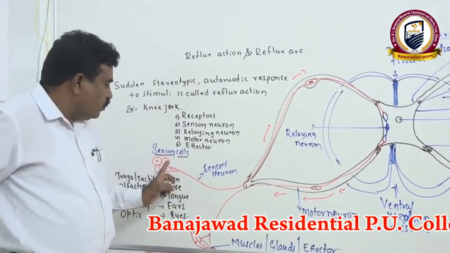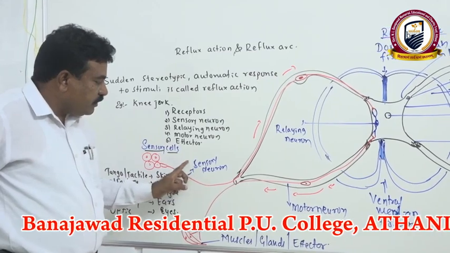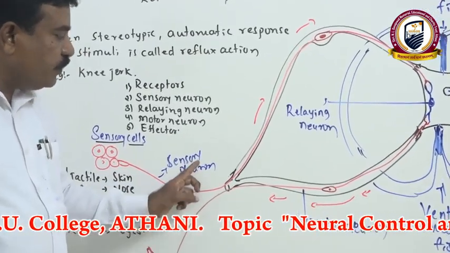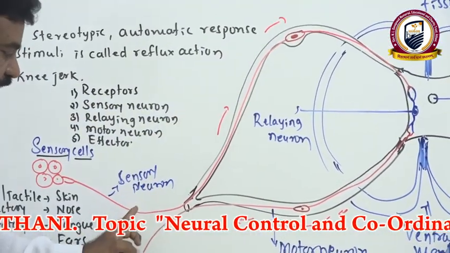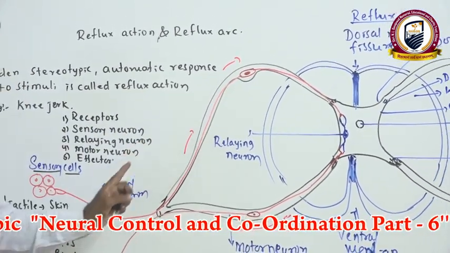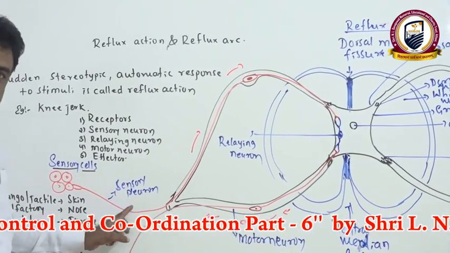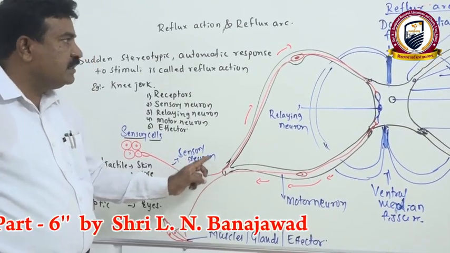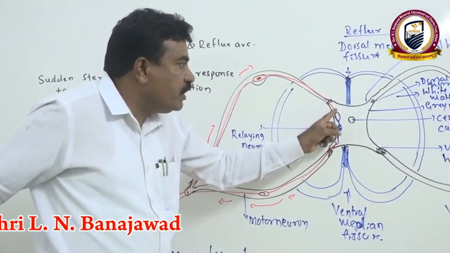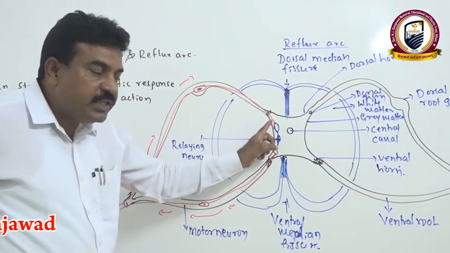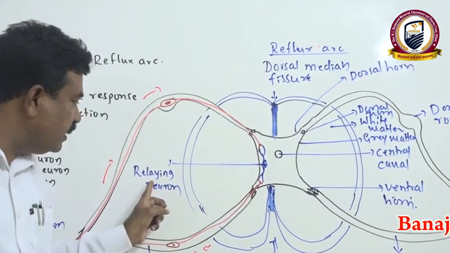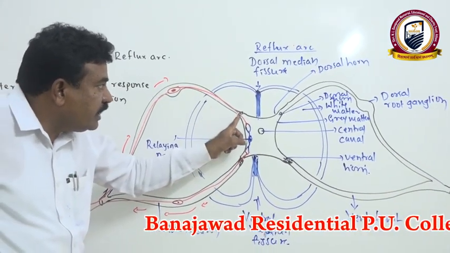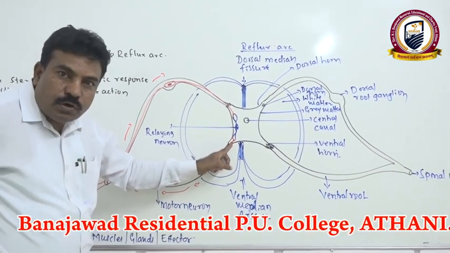Whatever message these sensory cells or receptor cells receive is trapped by the sensory neuron. That sensory neuron we also call the afferent neuron because it tends towards the center, afferent meaning towards the center. We also call it a receptor neuron because it receives the message from receptor cells or sensory cells. Under reflex action conditions, that neuron does not convey the message to the brain. It conveys the message to the relaying neuron. The role of the relaying neuron is to convey the message from the sensory neuron to the motor neuron.